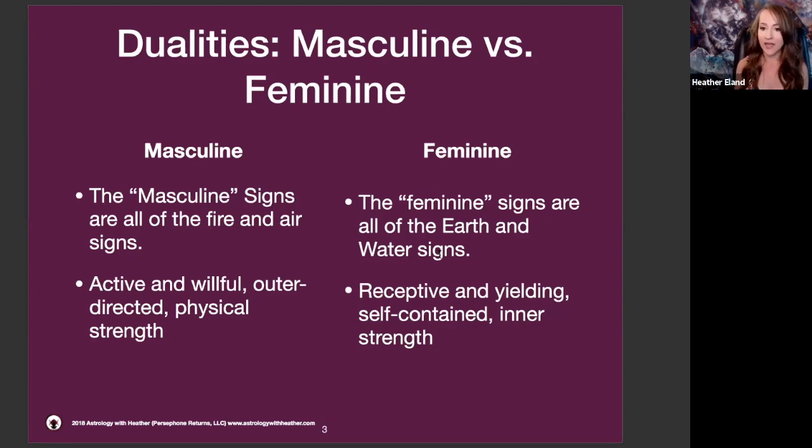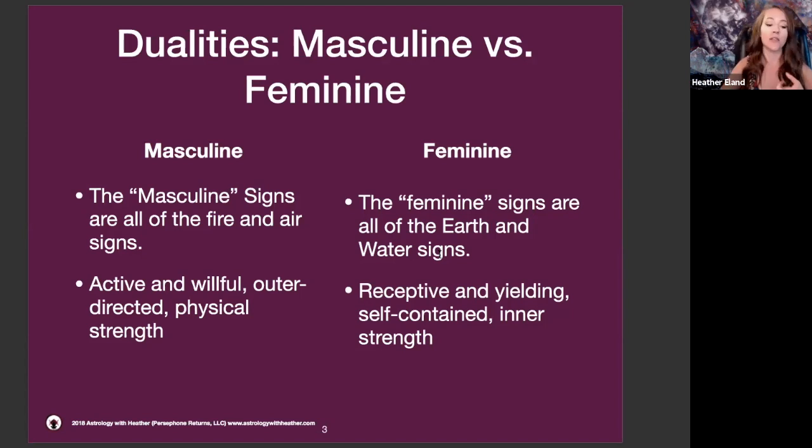The feminine signs are all of the earth and the water signs, and these signs are more receptive and yielding, and they're self-contained, more subjective, and have to do more with inner strength and your subjective experience, as opposed to putting things out there. They are more like vessels or containers. They're signs where you express the energy in a way that's less expressive and more receptive. So it's kind of like you taking things in through the lens of these signs.